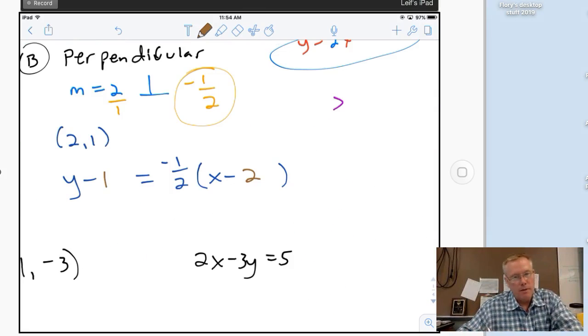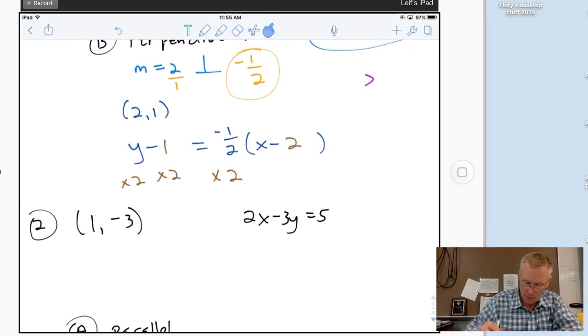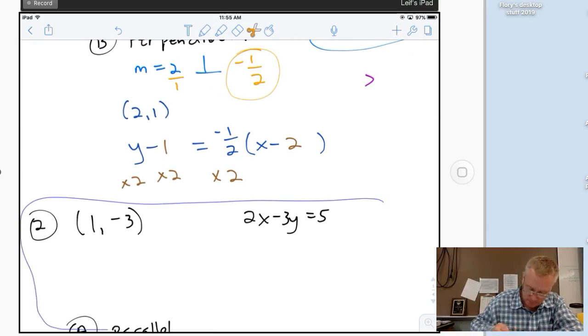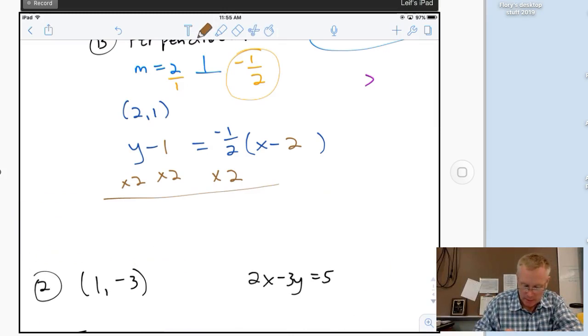Okay, so I'm here. I got y minus 1. I put the y next to the y and the x next to the x. And now I can get rid of the denominator here. It'll make things a little cleaner. If I multiply this side by 2 and this side by 2, I only have to multiply the 1/2 by 2. I don't have to multiply what's in the parentheses also. Which means once I've done that, what I get is 2y minus 2 equals negative 1 times x minus 2.